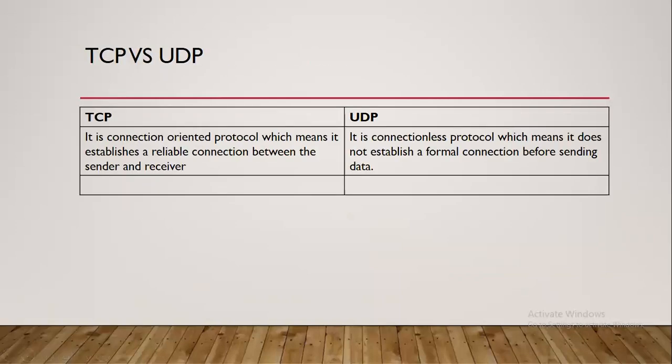So we have the differences between the TCP and the UDP. Now, the TCP is a connection-oriented protocol, which means that it establishes a reliable connection between the sender and the receiver. While the UDP is a connectionless protocol, which means that it does not establish any form of connection before sending data.